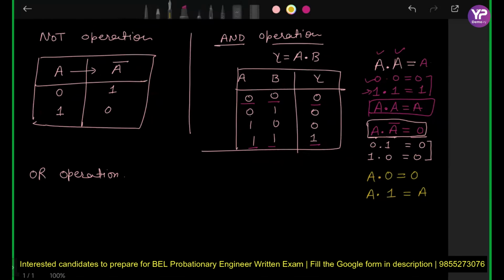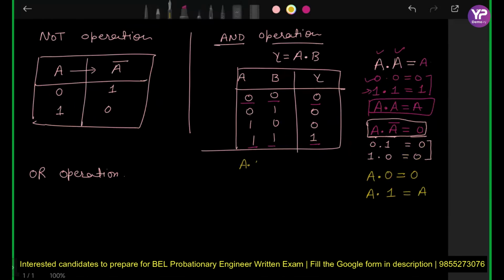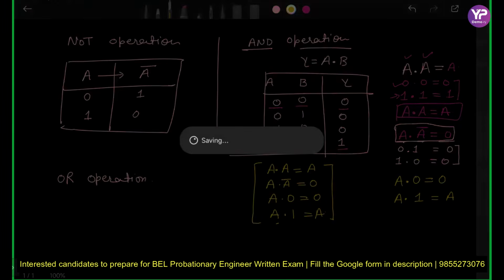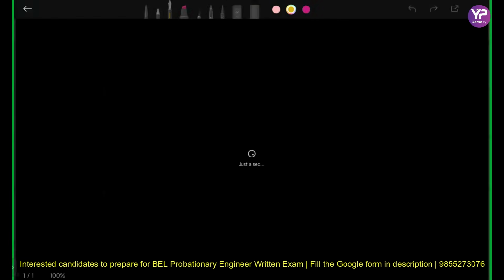So what are the final results here? A and A is going to be A, and A bar is going to be 0. Then A and 0 is going to be 0. A and 1 is going to be A. Check and tell me. These are the four results for the AND operation. If anyone has any doubt in this one, then please ask. Otherwise, I am moving to the next thing.